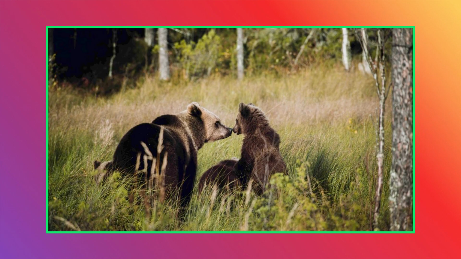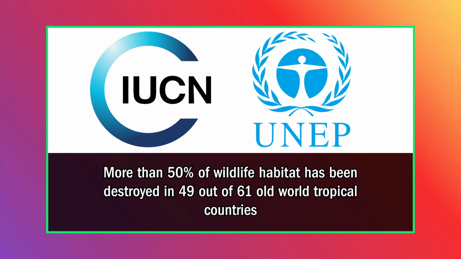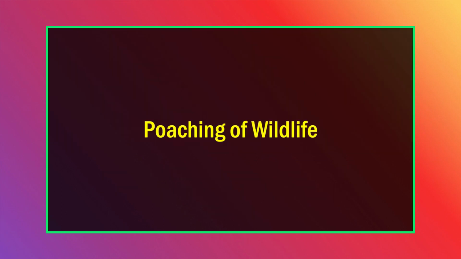Certain wildlife species like bears and large cats that require large territories of the forest to subsist are badly affected by habitat fragmentation, as they breed only in the interior of forests. According to the IUCN UNEP report, more than 50% of wildlife habitat has been destroyed in 49 out of 61 Old World tropical countries. Poaching of wildlife.